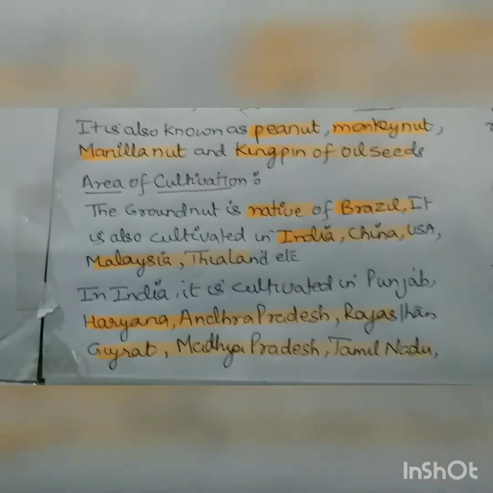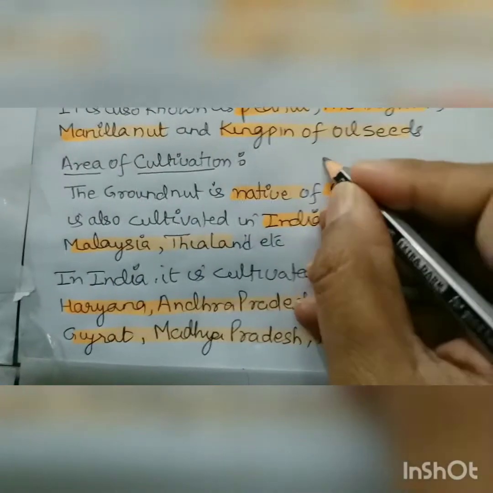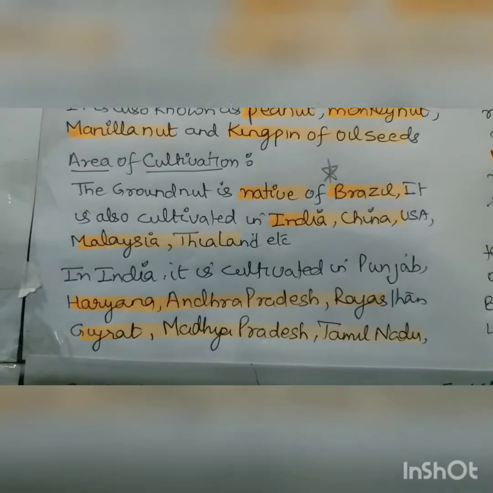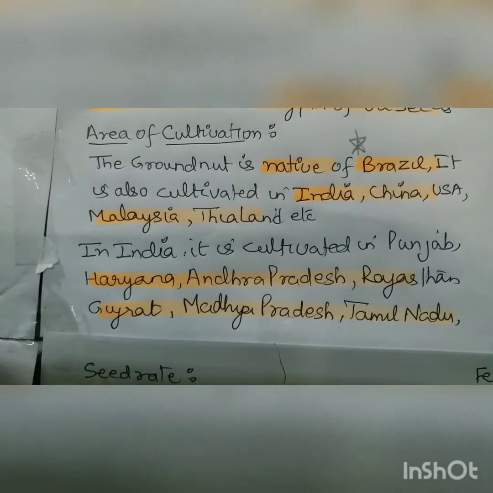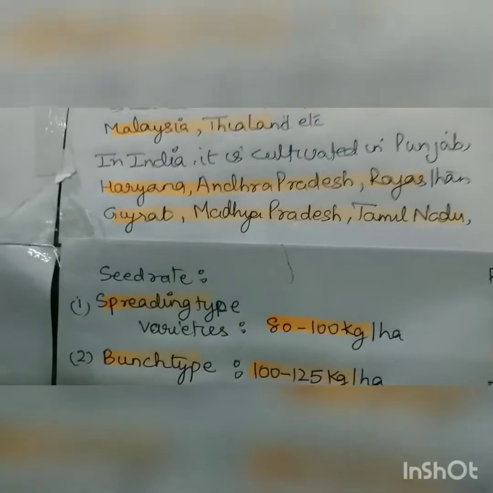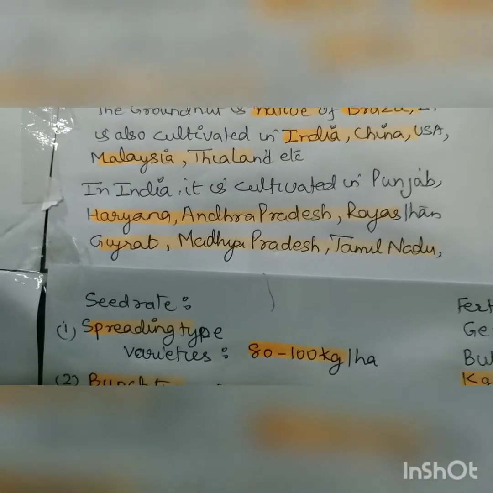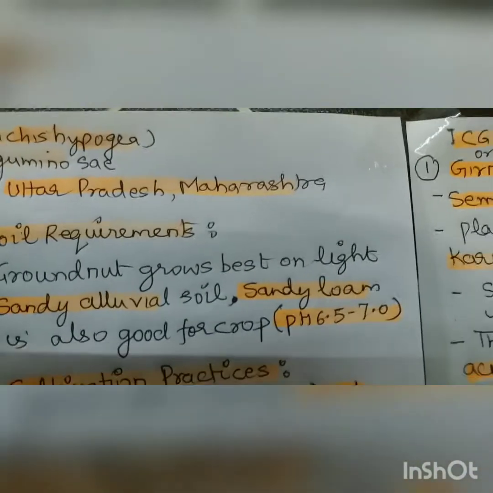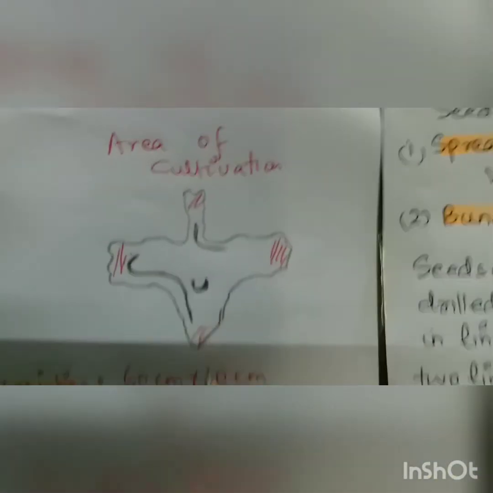Now we are coming to a very important part, the area of cultivation. Groundnut is native to Brazil. Yesterday I did sugarcane, and I told you it is Brazil where 100% ethanol cars are running, right? It is also cultivated in India, China, America, Malaysia, Thailand. In India, it is cultivated in Punjab, Haryana, Andhra Pradesh, Rajasthan, Gujarat, Madhya Pradesh, Tamil Nadu, Uttar Pradesh and Maharashtra.